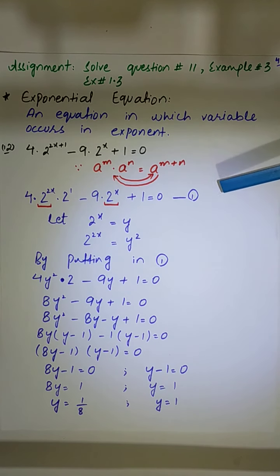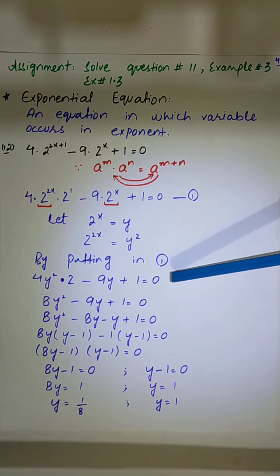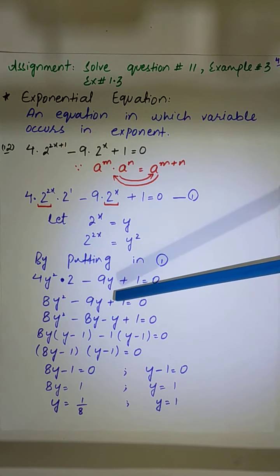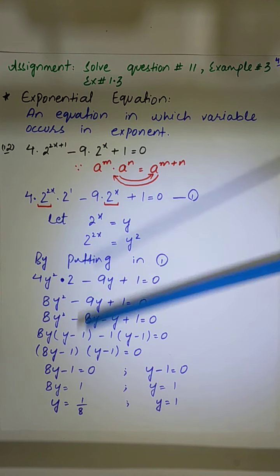So we can write this y square is equals to 2 raised to power 2x. Now we will put both of these values in the equation. 4 into y square into 2 minus 9 into y plus 1 is equals to 0. 4 into 2 is 8y square minus 9y plus 1 is equals to 0.